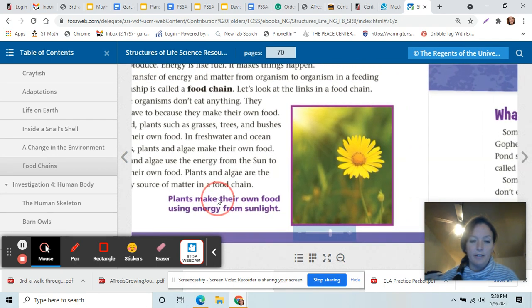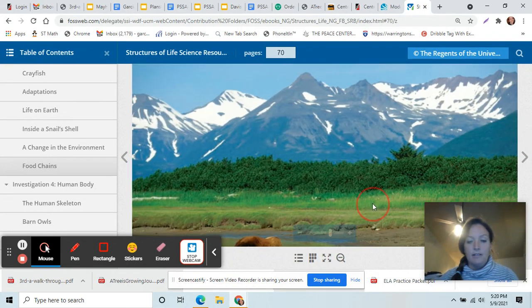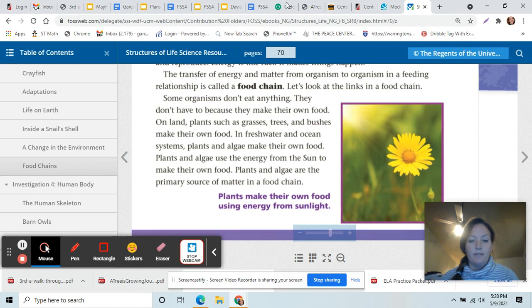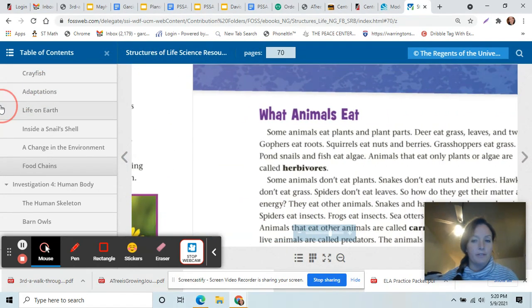So here's a caption. Plants make their own food using energy from the sun. Ooh, who remembers? That's called photosynthesis.